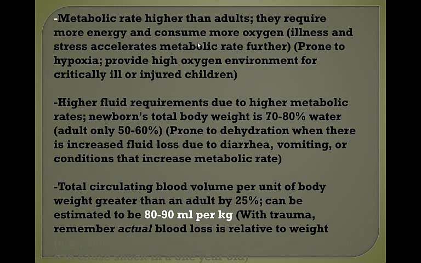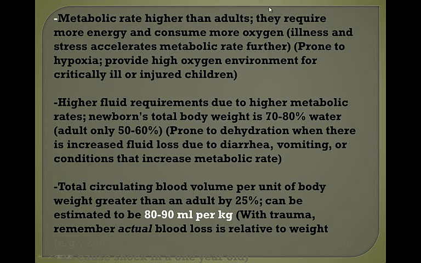In continuing with the differences in pediatric patients versus adults, you should know that pediatric patients have a high metabolic rate, higher than adults, and they require more energy and consume more oxygen as a result. Their illness and stress accelerates metabolic rate even further. This makes pediatric patients prone to hypoxia. You need to always provide a high oxygen environment for critically ill or injured children.